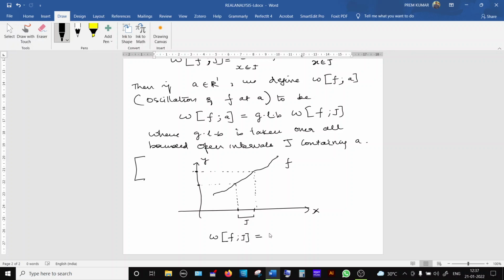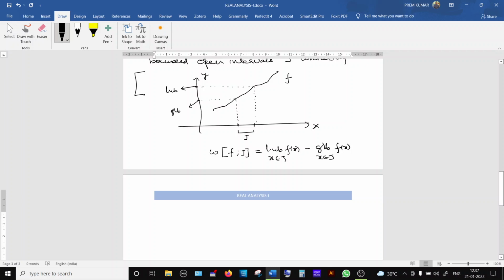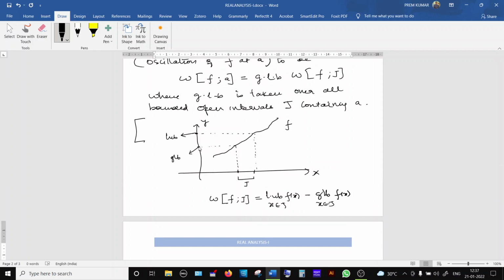So what is the definition? It's nothing but LUB of f(x) minus GLB of f(x), where x must belong to J, here also x belongs to J. This is J, and you take all the function values, it is here. Clearly I see that this is my GLB, and this point roughly is the least upper bound for this function in that interval J, because I have taken an increasing function so that you can understand easily. So here this LUB, GLB.